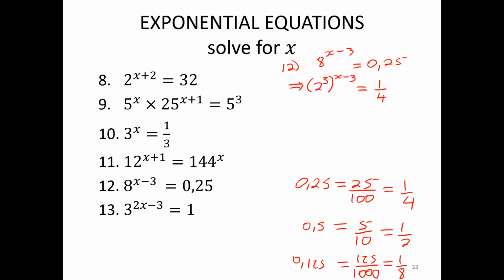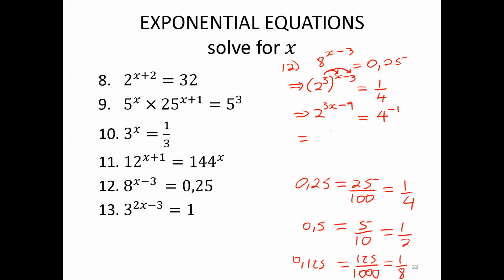Now, all you have to do now is simplify. I will start by simplifying the left-hand side by multiplying out the exponents. I will end up having 2 to the exponent of 3x minus 9 is equal to. Please note that 1 over 4 can be written as 4 to the exponent of negative 1, as I showed you earlier on. But we're still not done because on the right-hand side, we still have 4.